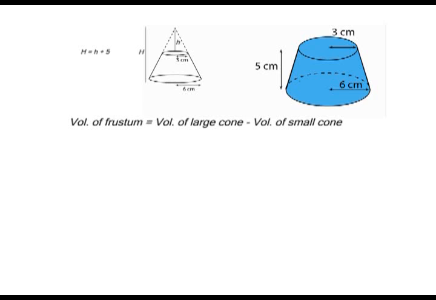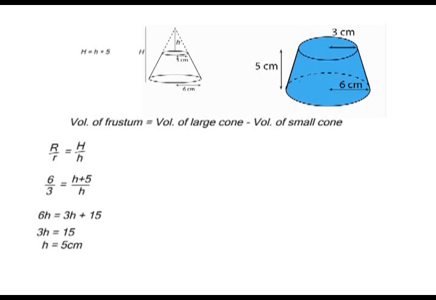Let's use similarity to find h. R capital over r small is equal to h capital over h small. And so 6/3 is equal to (h plus 5) over h. Cross multiplication, 6h is equal to 3h plus 15. 3h is equal to 15 and h is equal to 5. And therefore, if h small is equal to 5 centimeters, then h capital is equal to 5 plus 5, which is equal to 10 centimeters.